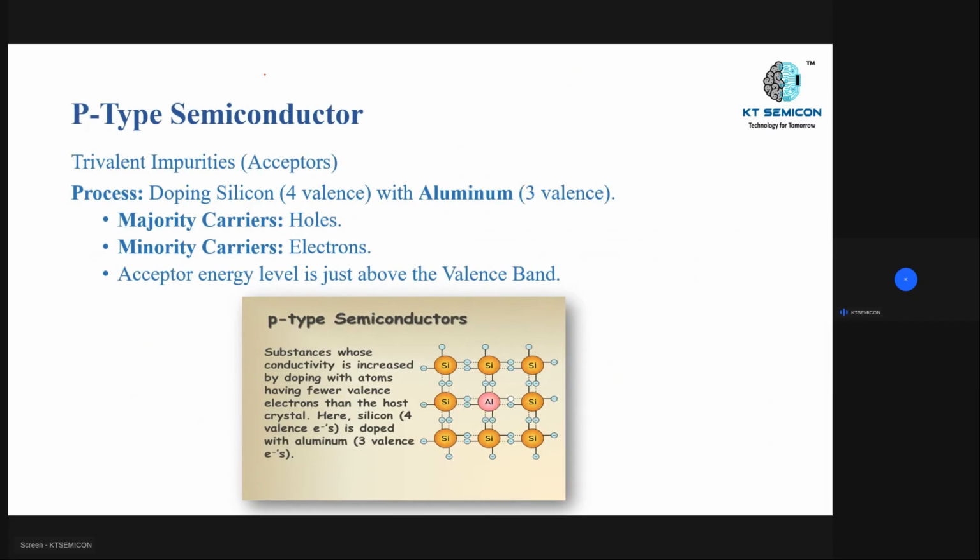Understand? So after that, p-type semiconductors. For p-type semiconductors we add trivalent impurities. So when we add trivalent impurities, what happens? In the outermost shell, up to now we have 4 valence electrons.